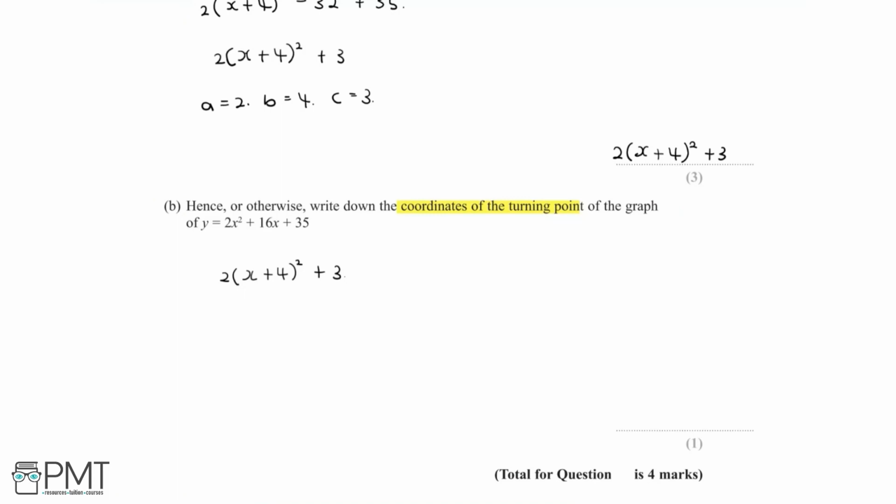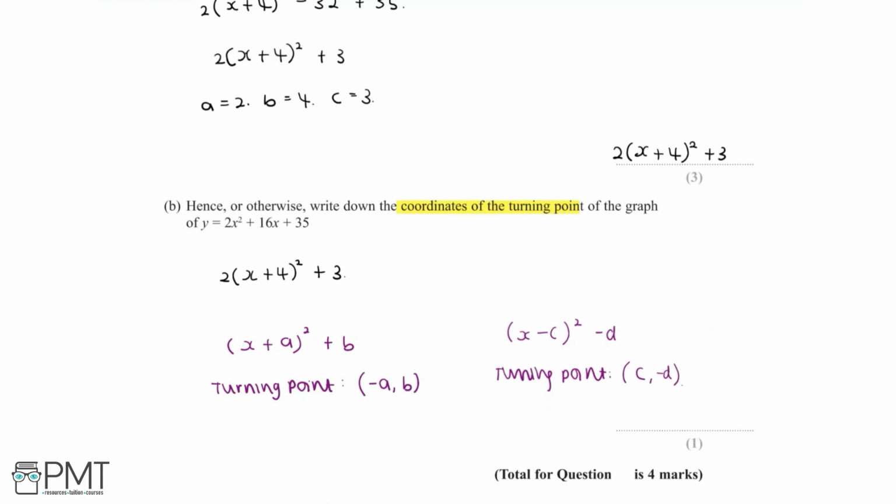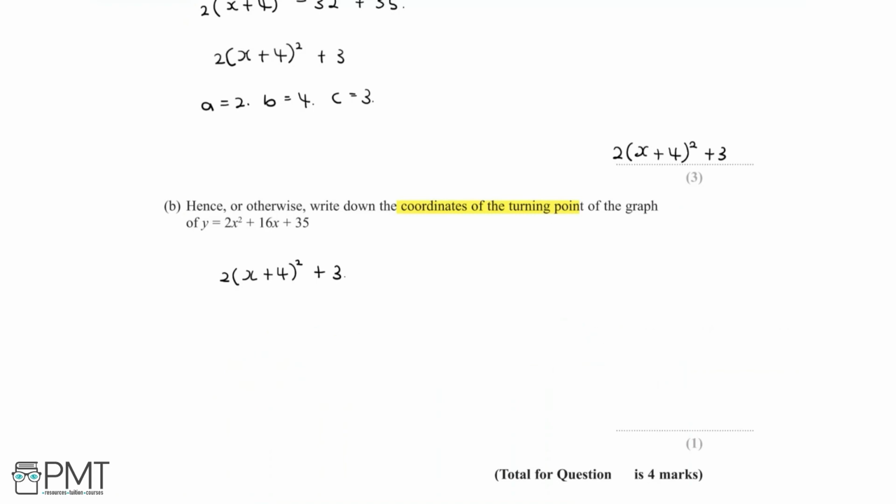So if we have a quadratic in the form x plus a all squared plus b, our turning point will be minus a, b. Or if we had x minus c all squared minus d, our turning point would be c, minus d. And you might be recognizing a pattern here. So the term inside the brackets, so in these examples would be plus a or minus c, they change sign. So the plus a becomes minus a, and the minus c becomes c. And the term outside of the brackets, b and minus d, well, their signs don't change at all. Now we can apply this logic to our question.